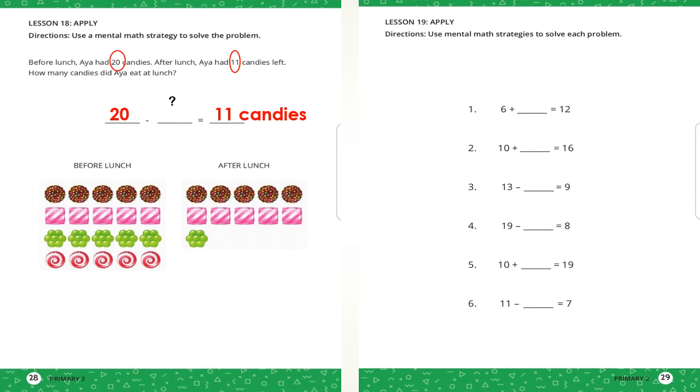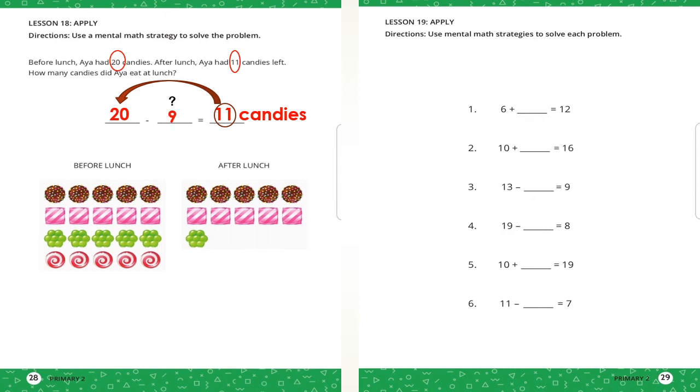20 minus what equals 11. We will count from small number to big number. After 11, 12, 13, 14, 15, 16, 17, 18, 19, 20. How many fingers do we have? 9. So the result will be 9.